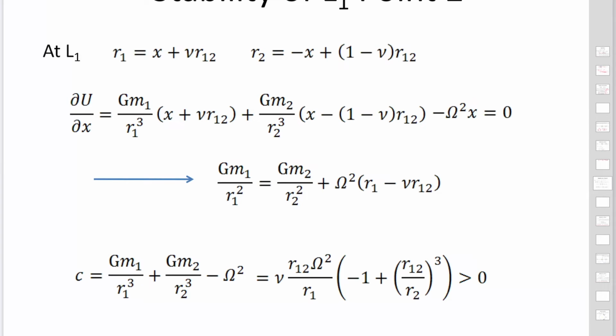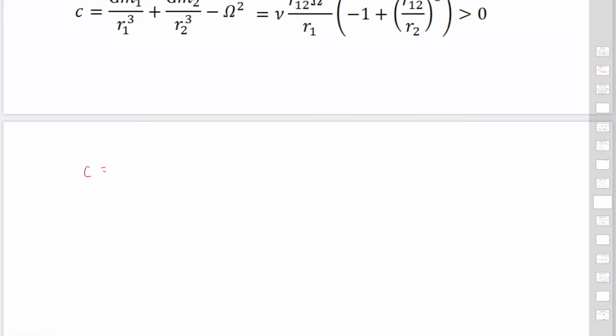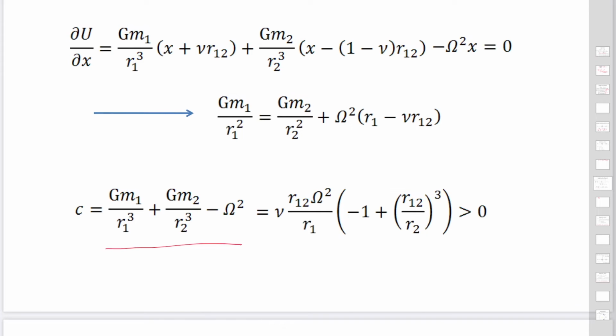Next we'd like to calculate c. c is a second derivative with respect to y. You should substitute the Lagrange point, and this is expressed by this one. R sub 1 is always larger than r sub 2. So this part becomes positive. Positive times positive becomes positive. We find c is positive.